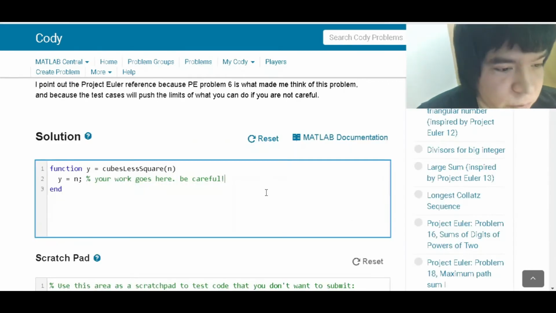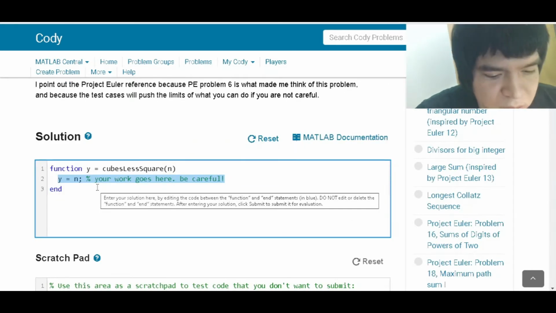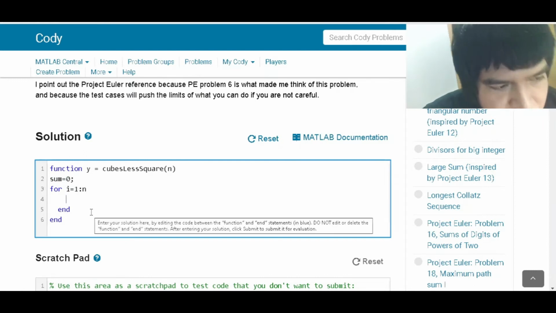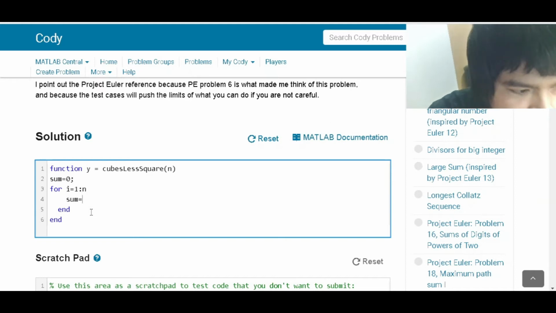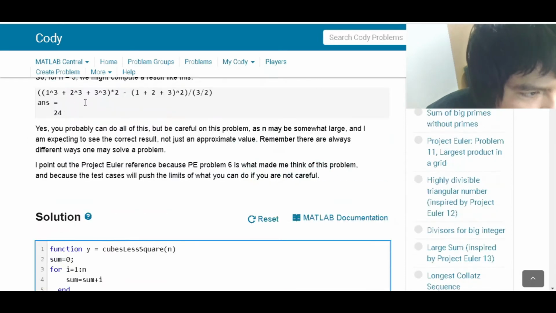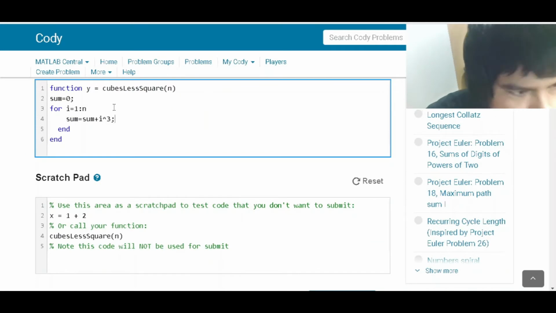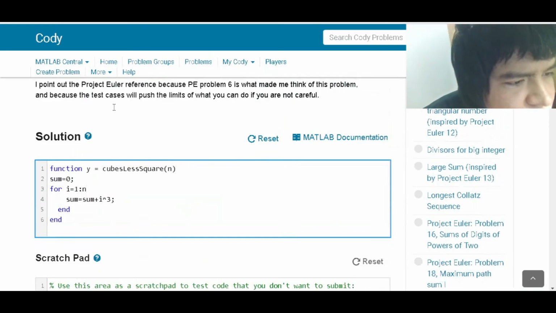Let's see. So our first approach will be doing the classical way. So we're gonna make for i equals 1 to n. Before that we need sum. So we're gonna sum over this. For i equals 1 to n, sum equals sum plus i square, sorry, cube. Done.